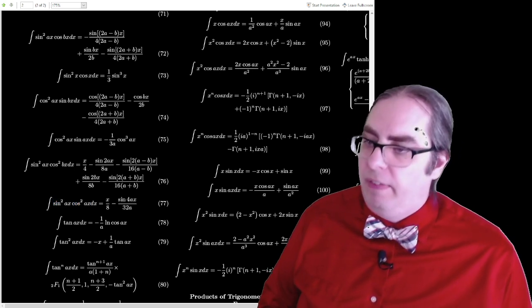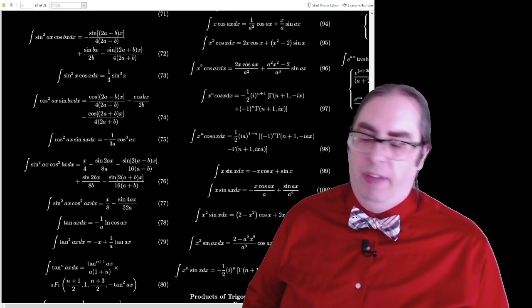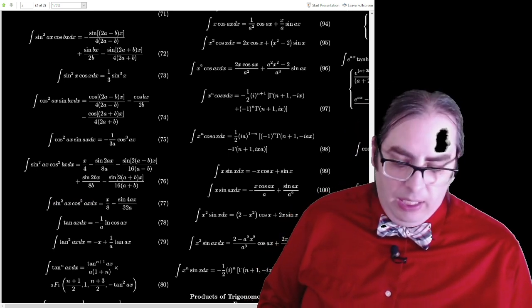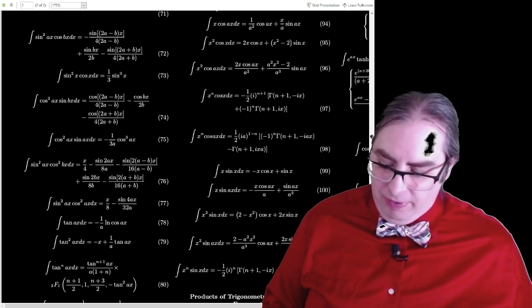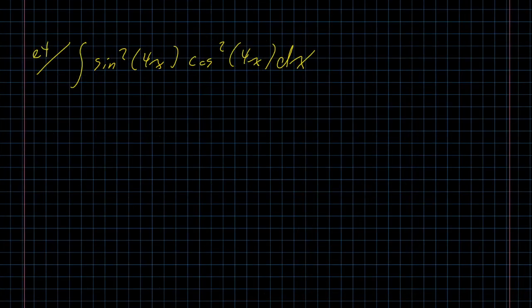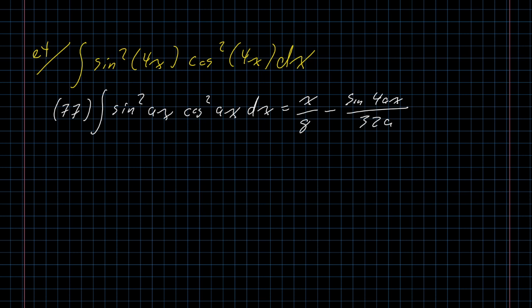Sine squared of ax times cosine squared of ax. And in this case, our a is going to be 4. That's equation 77. Right, so I'll copy down that formula. And again, in this case, it's fairly straightforward. I just have to recognize that a is 4, and it is a direct matching game.